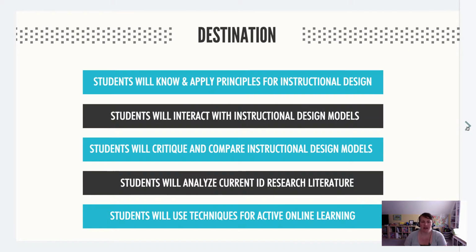These are your learning outcomes. This is where we're headed in the course. By the end of this course, students will know and apply principles for instructional design. Students will interact with instructional design models. Students will critique and compare instructional design models. Students will analyze current instructional design research literature. And students will use techniques for active online learning.